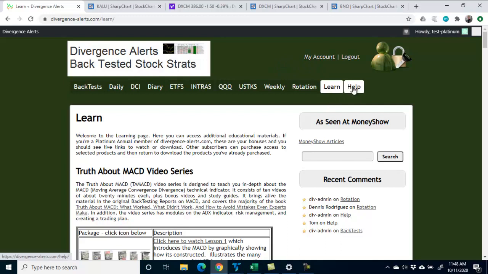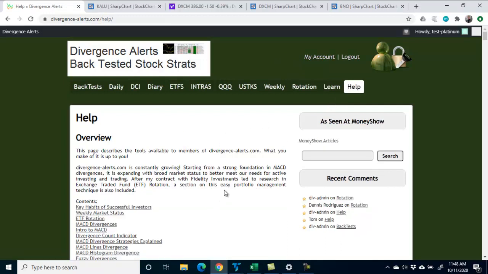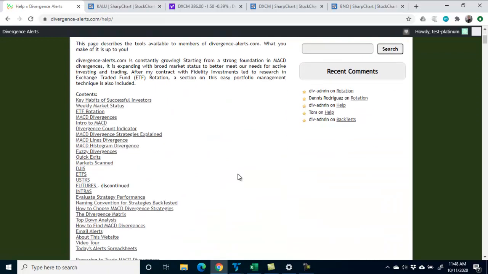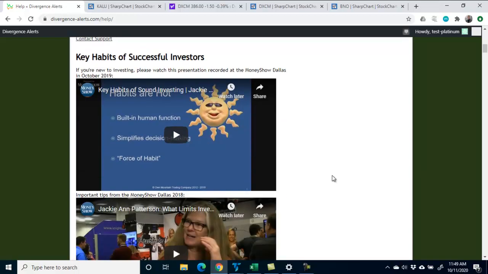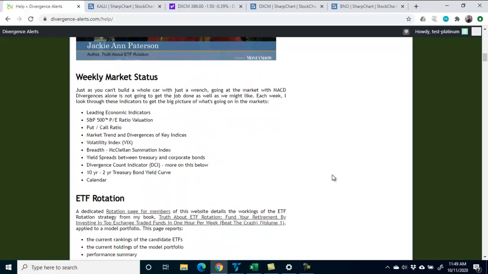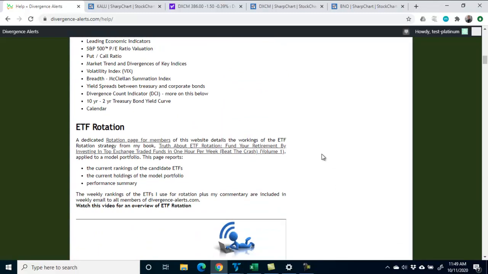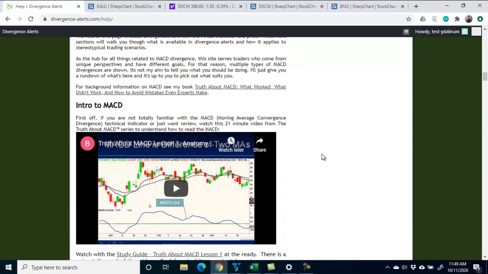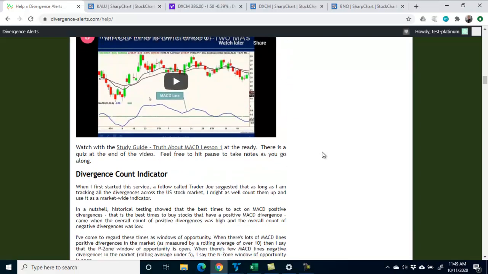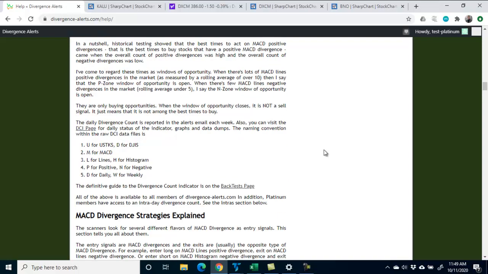And then the help page is free to all, and that gives you a giant in-depth overview of using this website, starting from the top with key habits of successful investors, looking at the overall context, seeing what the ETFs are doing, then drilling down into the divergences and looking at what's going on market-wide with the divergence count indicator.